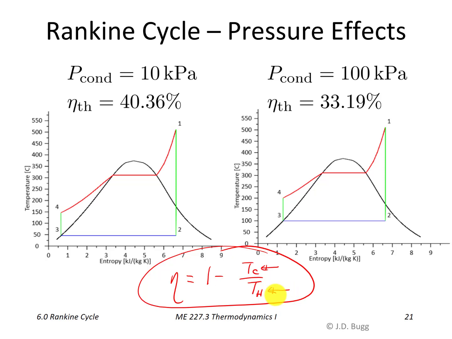So this is a design goal in every power cycle: to make TC as cool as we can and to make TH as hot as we can. Well, in terms of the condenser in a Rankine cycle, having the condenser pressure low is the same as having the cool temperature TC low.